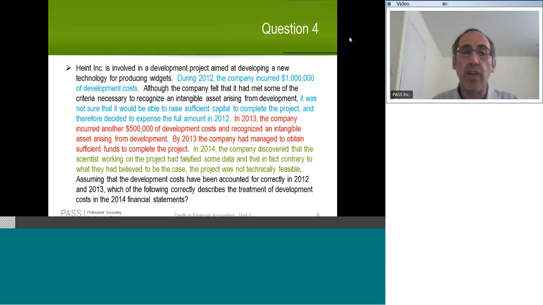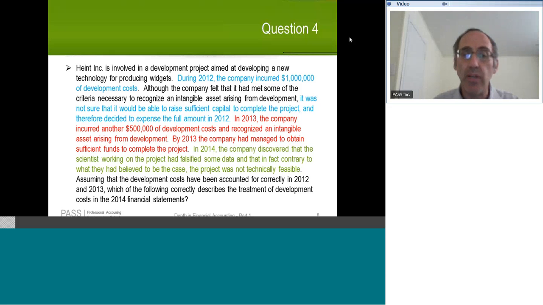We know that one of the criteria that a company needs to meet in order to set up an intangible is they need to have sufficient resources to complete the intangible. So the company would have been correct in expensing the full amount in 2012, given that they did not have sufficient resources. In 2013, the company incurred another $500,000 of development costs and recognized an intangible asset arising from development. By 2013, the company had managed to obtain sufficient funds to complete the project. So in 2013, it would have made sense to capitalize the intangible, as now they do have sufficient resources.